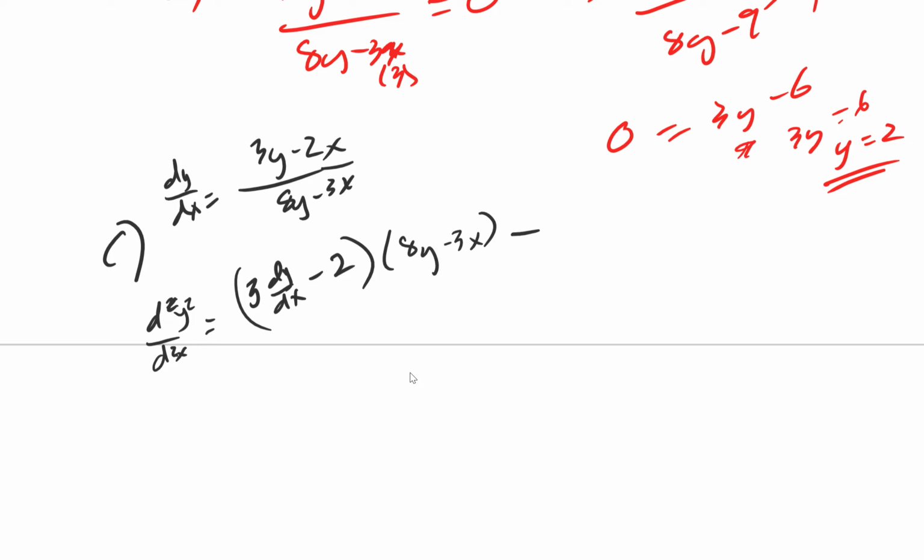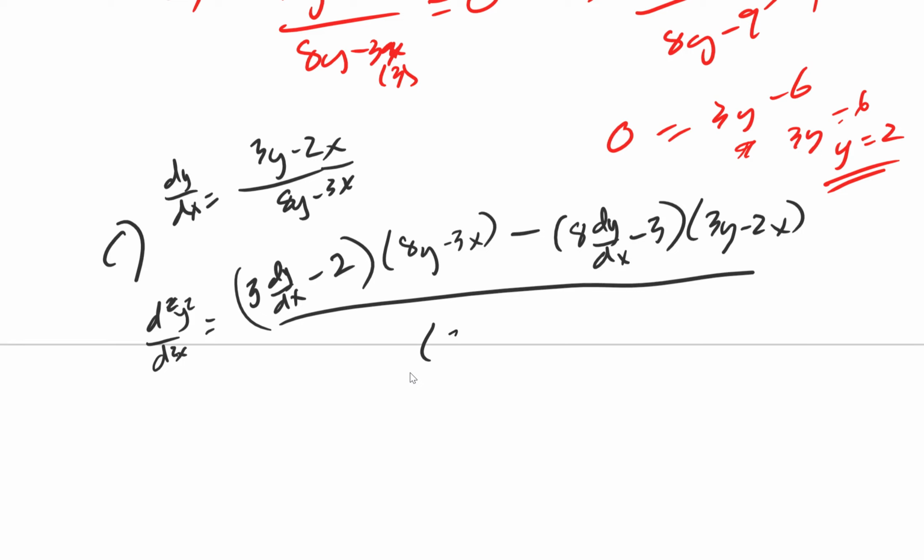Minus derivative of the bottom. So that's going to be 8, wrong variable, dy/dx, minus 3, times the top left alone, all over the bottom squared. So that's our second derivative. Technically you want to plug these in for dy/dx, but I'm going to leave it like that for now. It's not as bad as it seems.